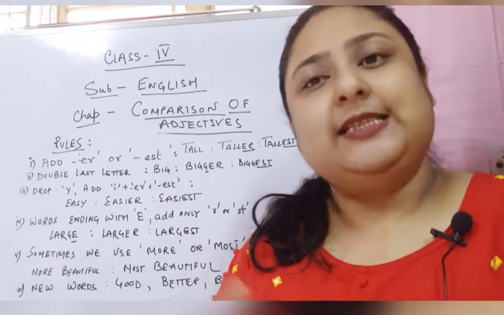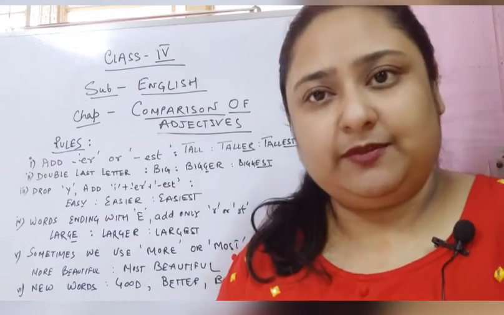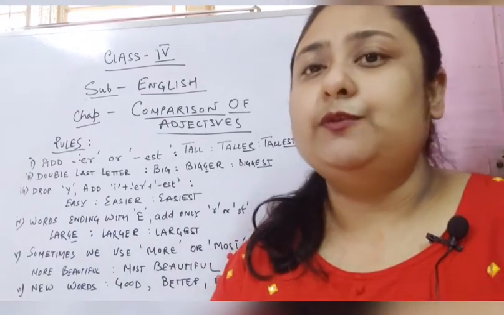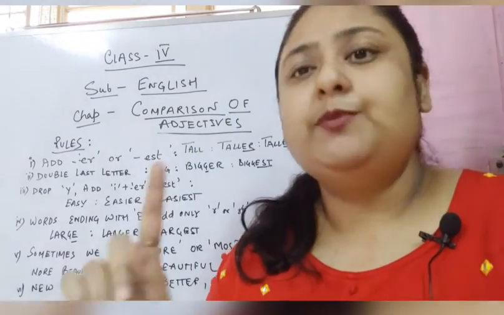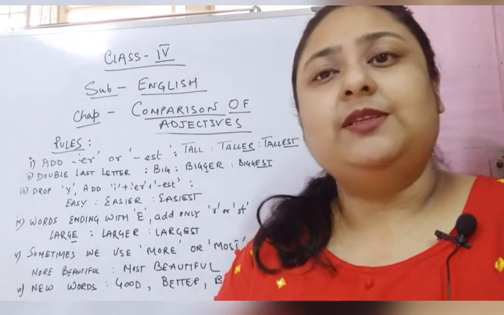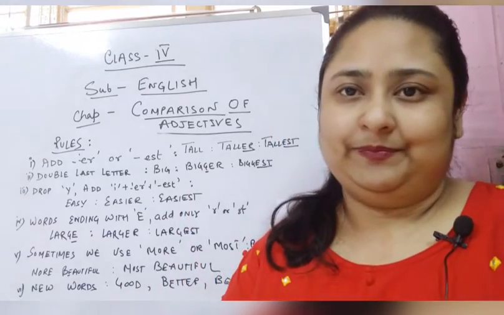For example, Sneha is beautiful is positive degree. Sneha is more beautiful than Neha becomes comparative degree. Sneha is the most beautiful girl in the class becomes the superlative degree.